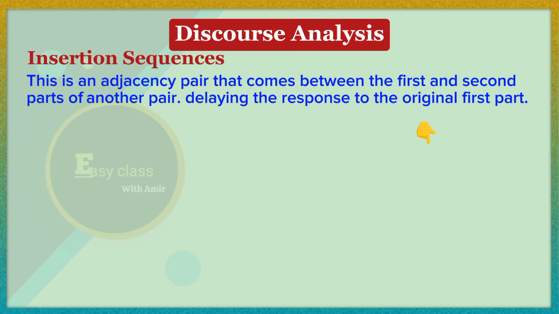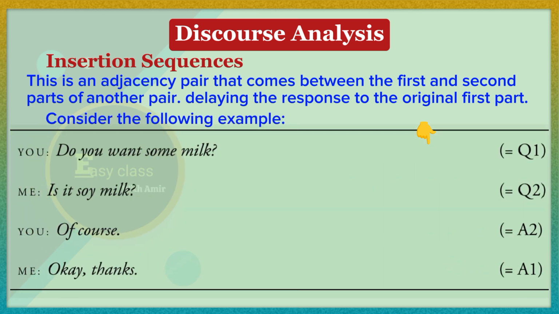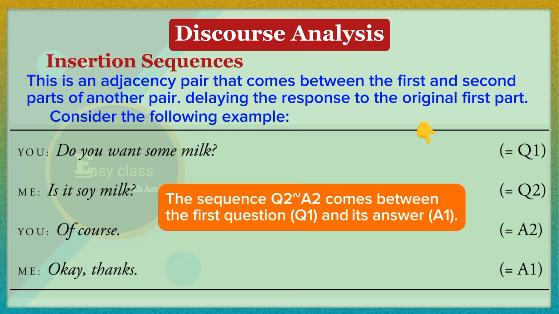Insertion sequences. This is an adjacency pair that comes between the first and second parts of another pair, delaying the response to the original first part. Consider the following example. The sequence question Q2 and its answer A2 comes between the first question Q1 and its answer A1, delaying the response to the original first part.